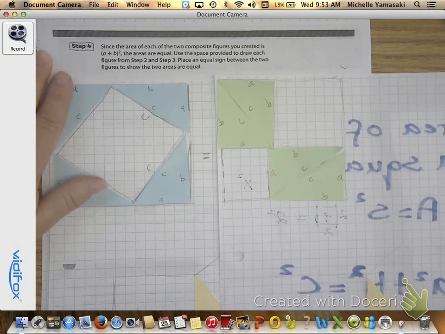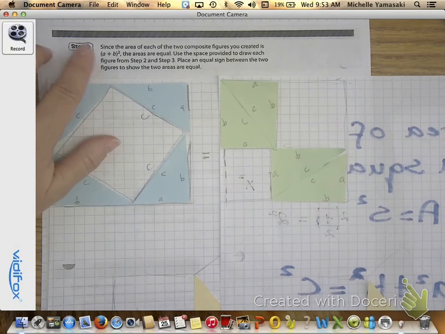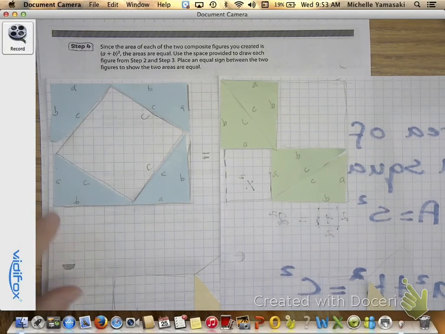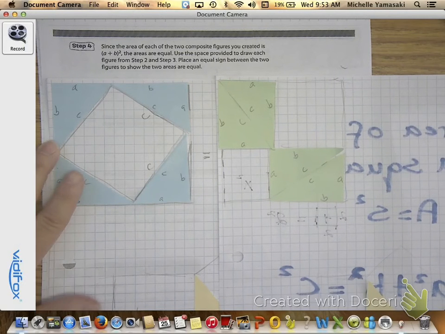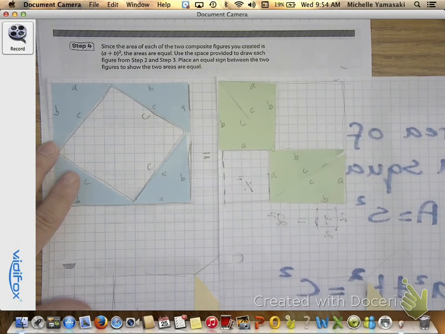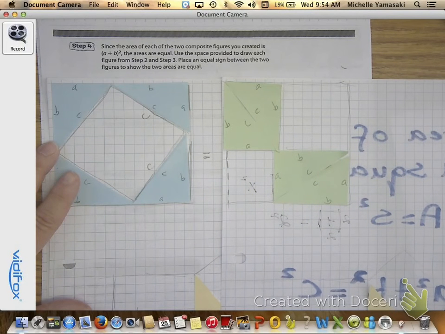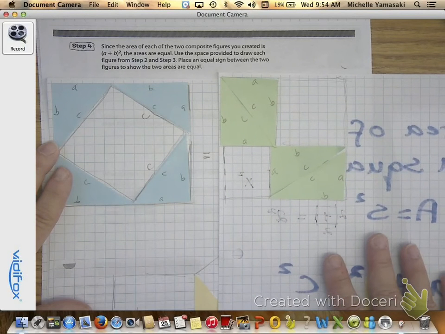Can somebody read that? Jessica, read step 4. Since the area of each of the two composite figures you created is (a plus b) squared, the areas are equal. Okay, stop. So what do they mean by that? Why do they say it's (a plus b) squared? That's like the formula, sort of. Okay, but what do you see here? How are they getting it?